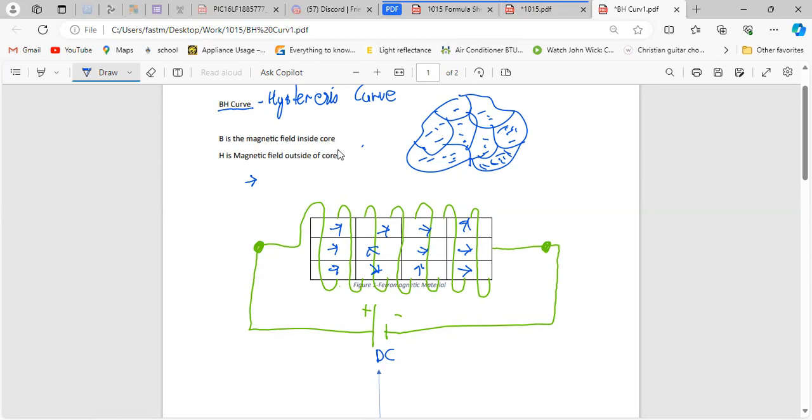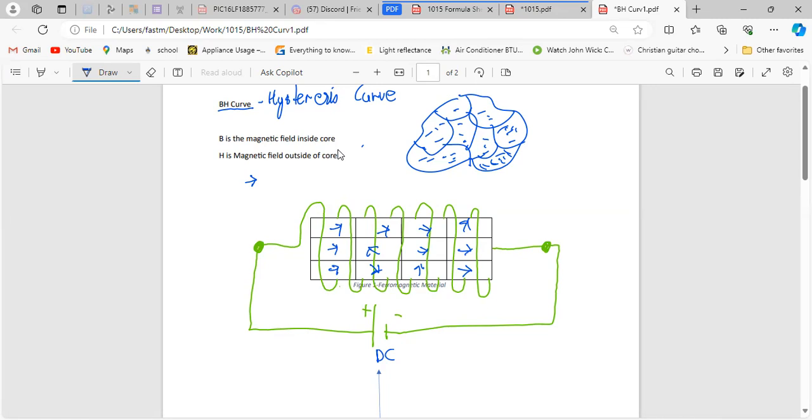Yeah, so the magnetic field inside of the core is normally way stronger than the magnetic field outside of it. Hence the reason why we use a core, because it gives us a stronger magnetic field density, or flux density, as you normally say. All right, so let's go through this material.